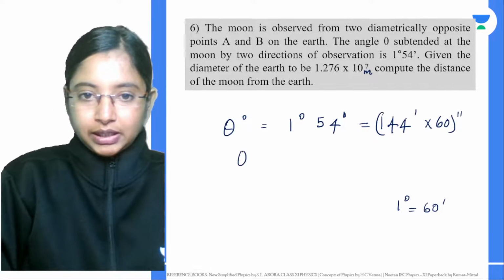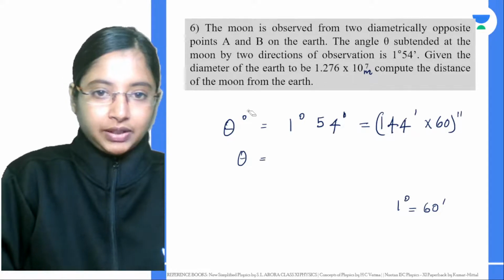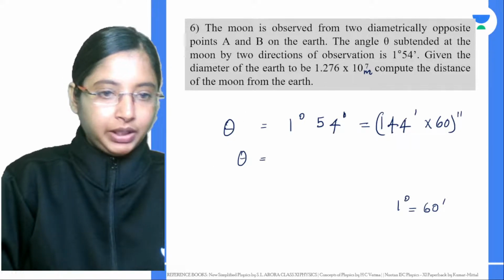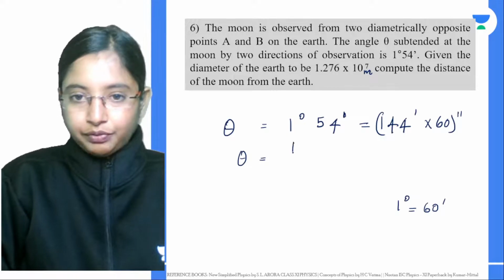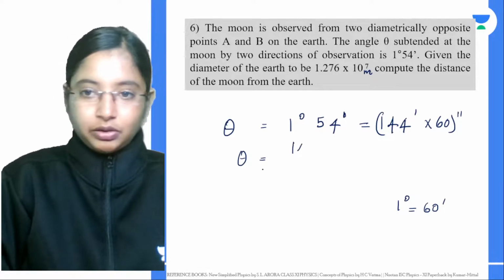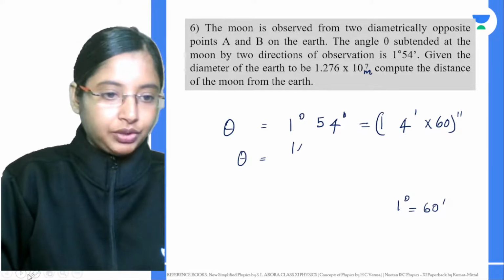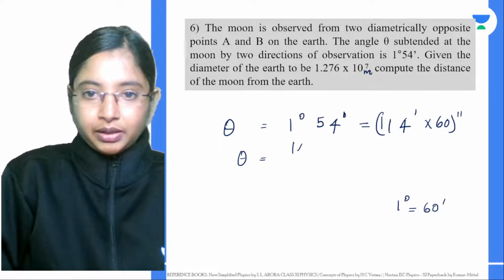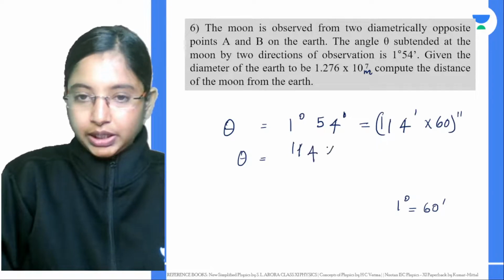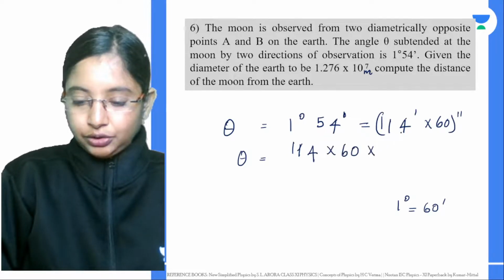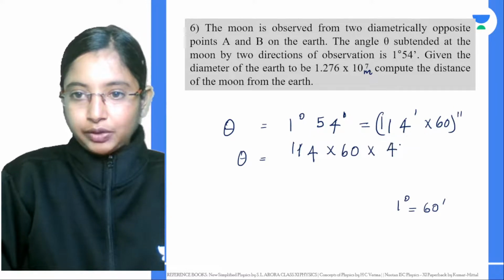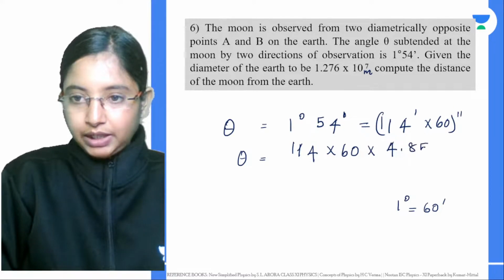Now this theta will again be, because it's given in terms of degree, so this theta will be equal to 114, sorry, this is basically not 144, 114. I made a mistake in writing this. This is basically 114 into 60, right? Into seconds to radian, that will be into 4.85 into 10 to the power of minus 6 radian.